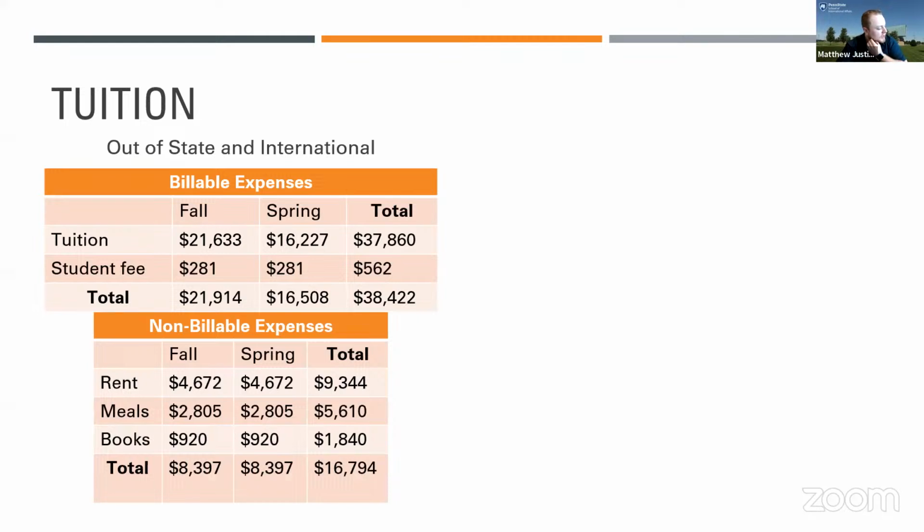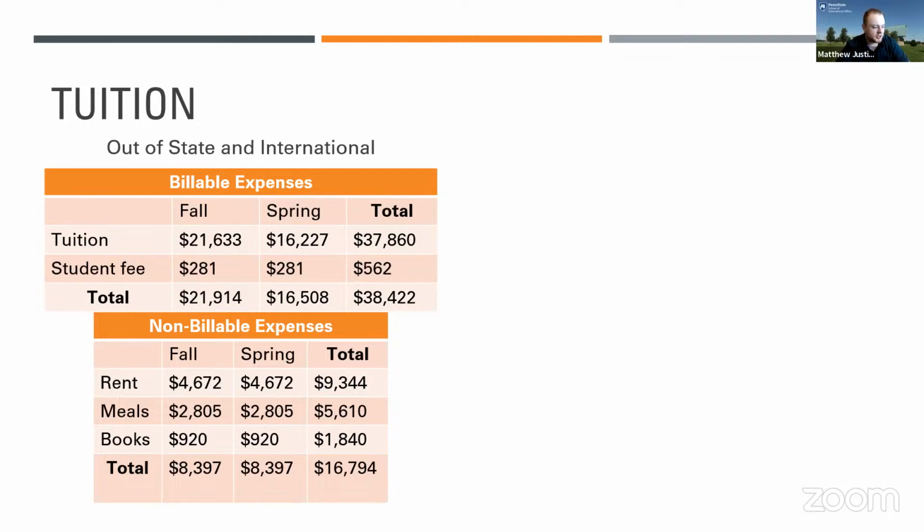Your non-billable expenses, or your estimated cost of living, is as follows, and that likely doesn't change. It changes maybe a little bit here and there, but that is the typical cost of living. For international students, this is important, and I'll discuss this in a minute. Your non-billable expenses, though, can fluctuate. It just depends on how you live, your lifestyle, the type of place you live in, and where you shop for clothes and groceries, et cetera.